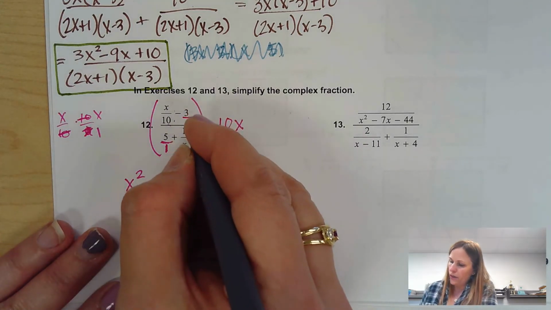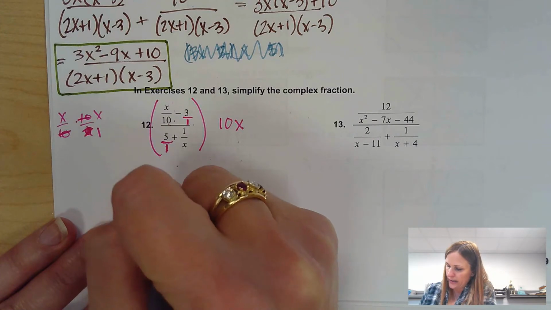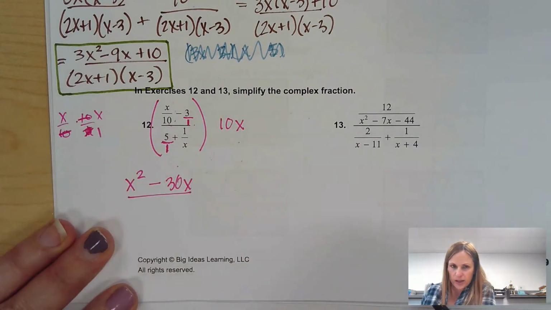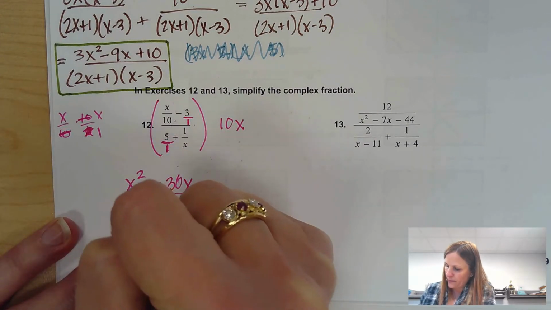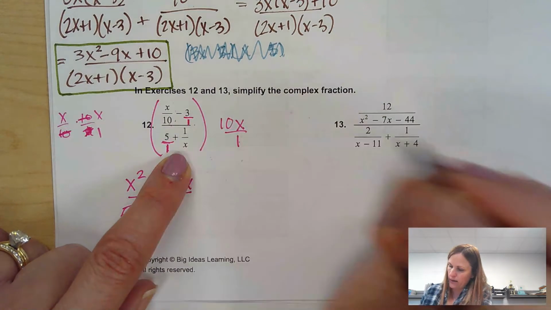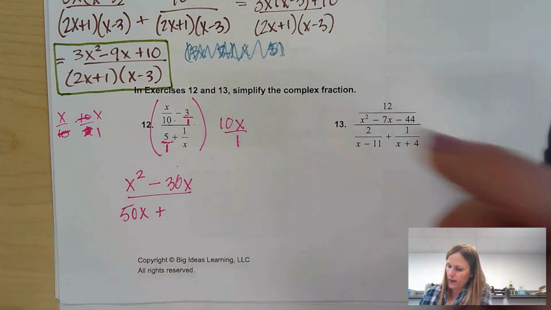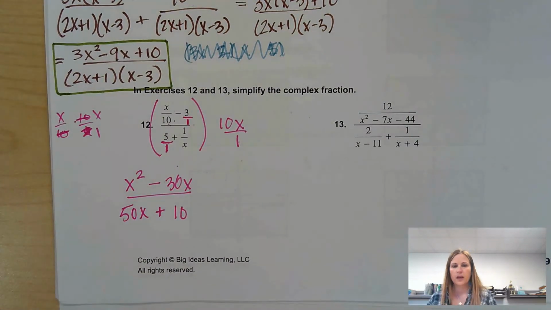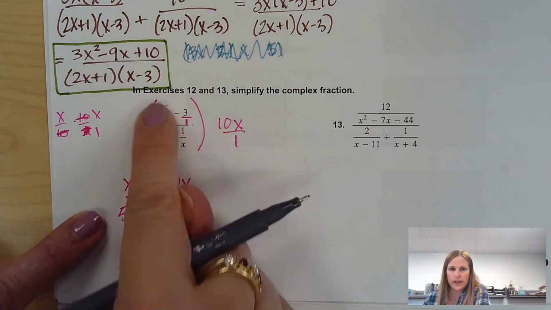Minus 3 over 1 times 10x. Well, 3 times 10x is 30x. That one's kind of an easy one. Same thing with 5, right? We get 50x. 1 over x times 10x. Well, if I multiply, think of this as 1 over x times 10x over 1. The x's would cancel, and I'm left with 10. For me, this is a much easier problem to simplify than trying to deal with this.